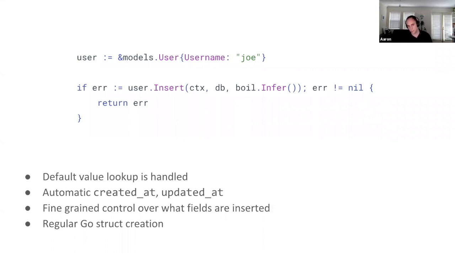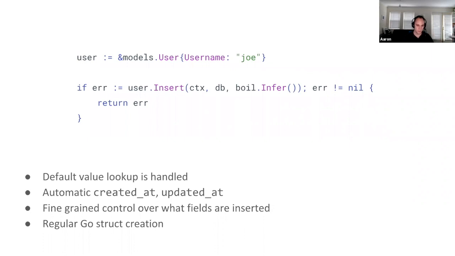That little thing tells it how to handle default values. It basically says, look at my struct and the values inside it, and decide what's best for what should be inserted into the database and what should be returned as a default value or an ID or whatever from the database. And if it's not necessary to do a second lookup, it just won't. So it's efficient in that sense as well.